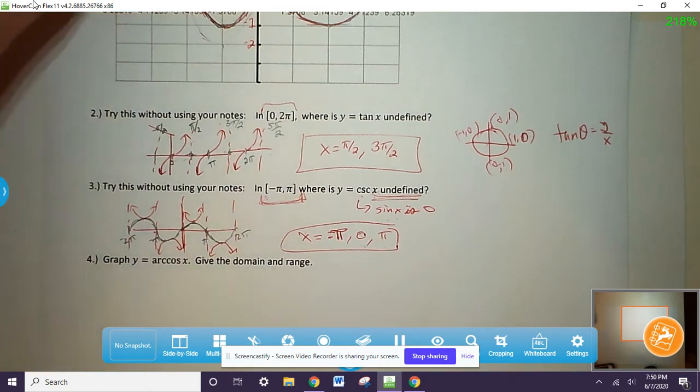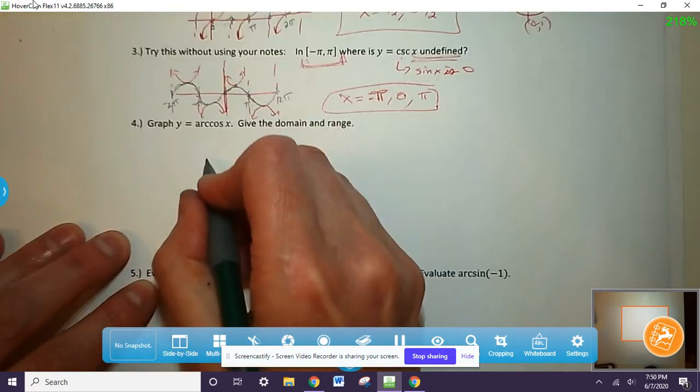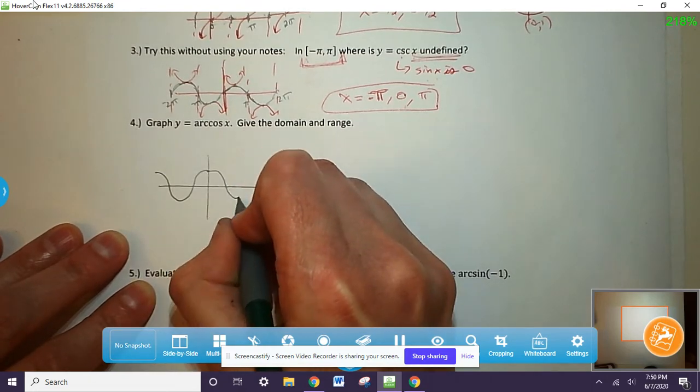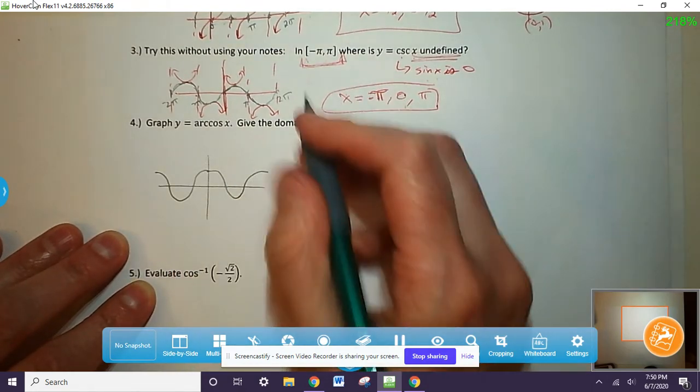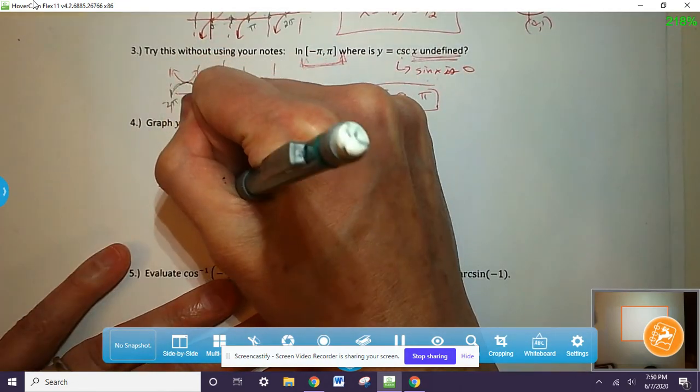Okay, for arc cosine, we want to graph it and give the domain and range. So I start with cosine. I don't memorize what arc cosine looks like because I know cosine so well, so I should use that to my advantage. So cosine looks like this.